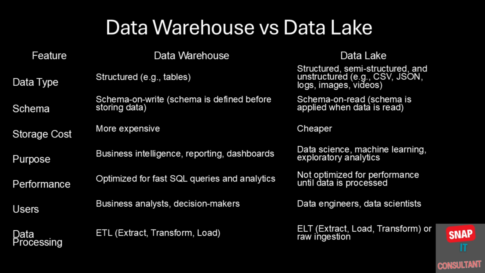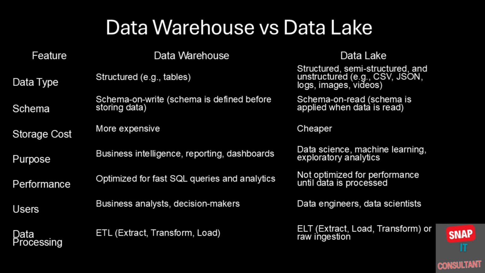Let's quickly break down the difference between a data warehouse and a data lake. First up, data type. A data warehouse stores only structured data, things like tables with rows and columns. A data lake, on the other hand, can store everything, structured data, semi-structured like JSON, and even unstructured stuff like videos, images, and logs. It's much more flexible. Next, schema. With a data warehouse, the schema is defined before you store the data. That's called schema on write. In a data lake, you apply the schema later. When you actually use the data, that's schema on read. It gives you more flexibility, especially for raw or messy data.